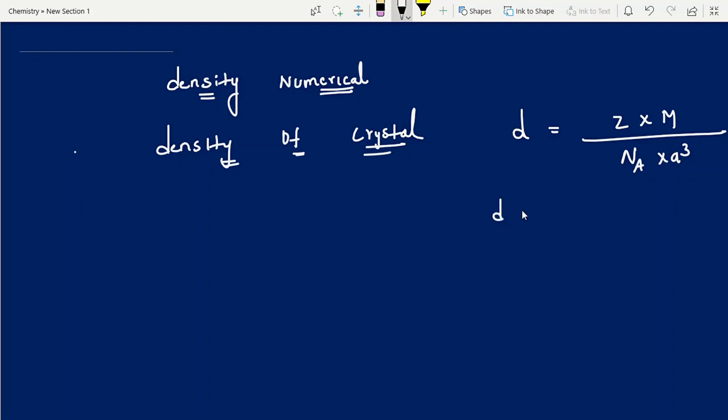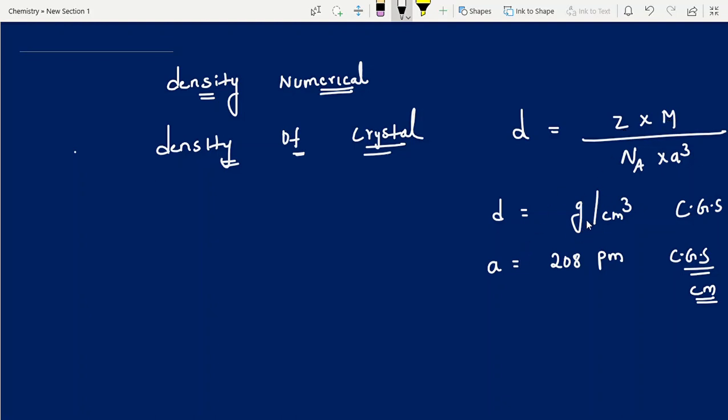If you are taking density in CGS units, gram per centimeter cube, then edge length also we have to take in CGS units, that is centimeters. Suppose the value they gave is like this, 208 picometers. In density numerical, sometimes they will give density, sometimes they will ask you to calculate Z, sometimes they will ask you to calculate M, atomic mass.